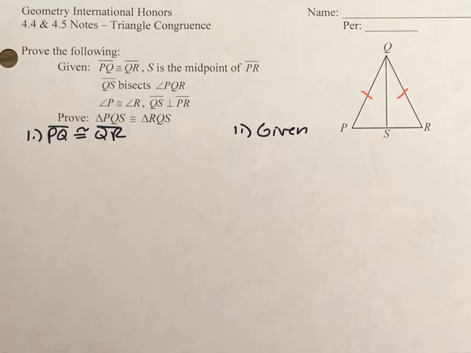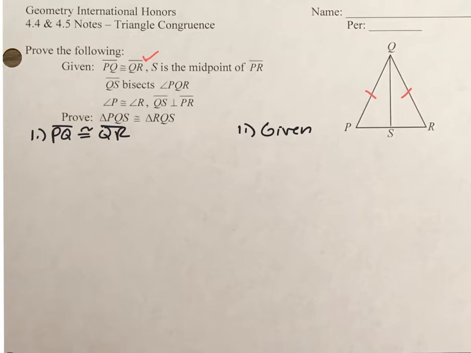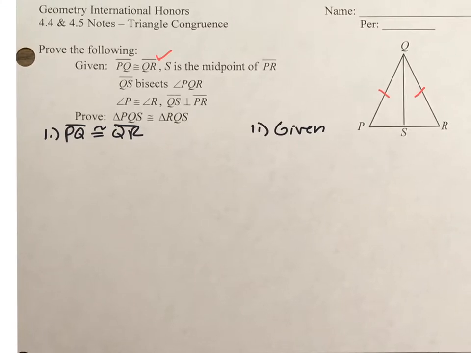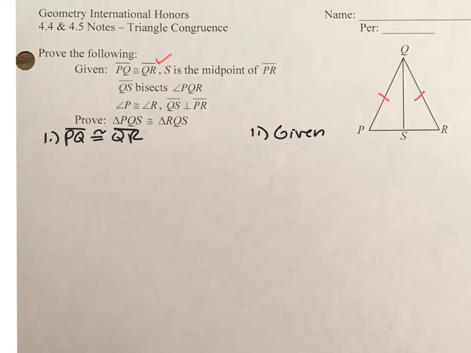We only have 5 more corresponding parts to go. So since we've already used this piece of given information, I'm just going to put a check mark by it because we've used that. And then I'm also going to keep track of what we have so far. To the left of my statements, I'm just going to put a little S to remind me that I have one pair of sides congruent. Now let's go on to the next piece of given information. The next piece of given information says that S is the midpoint of segment PR. So let's go ahead and jot that down.